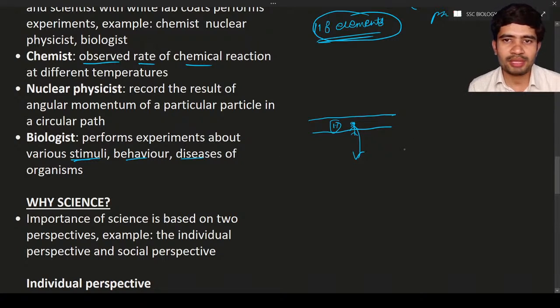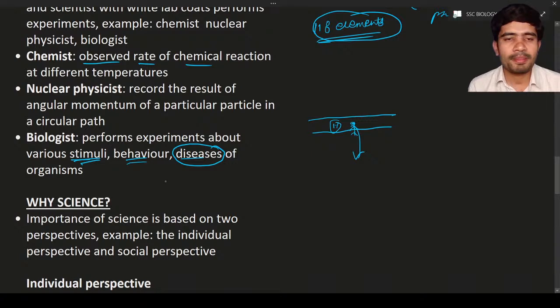Next, if you touch any sharp object, what will you do? You will take your hand back. Taking your hand back is also a response to a stimulus. Next, they will study behavior, how organisms behave. For example, if you provide food to a dog, how does it behave, and if you provide food to all the organisms in the forest, how do they behave. So this is about stimuli and behavior. These biologists also study diseases, how diseases are caused.